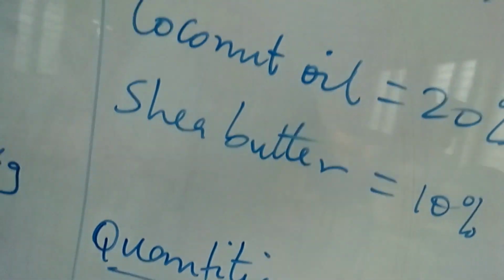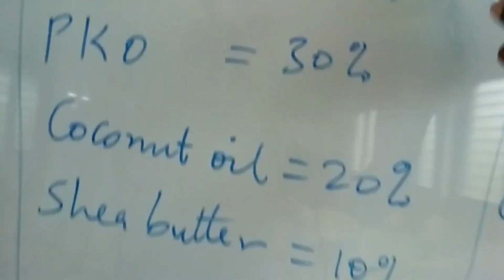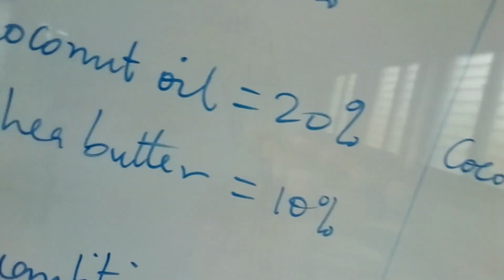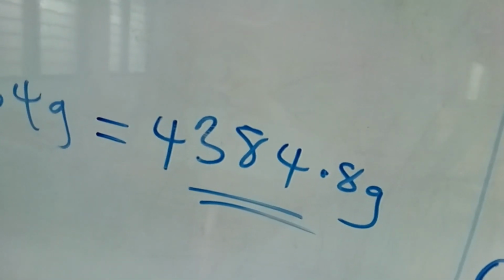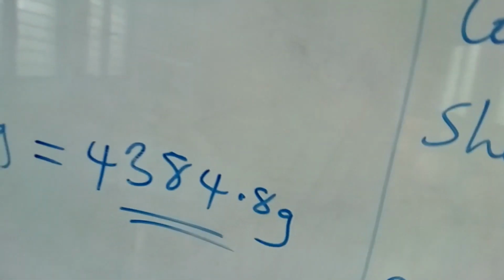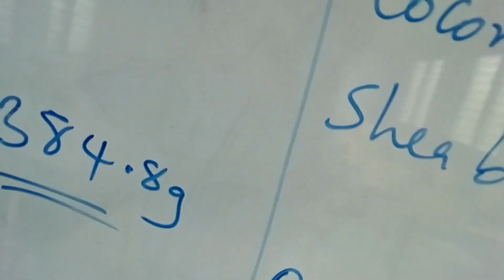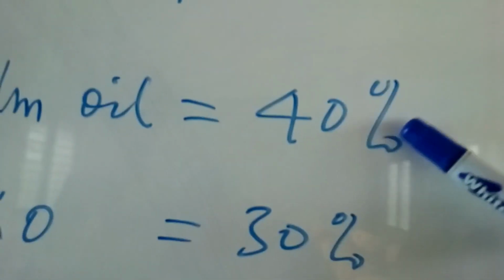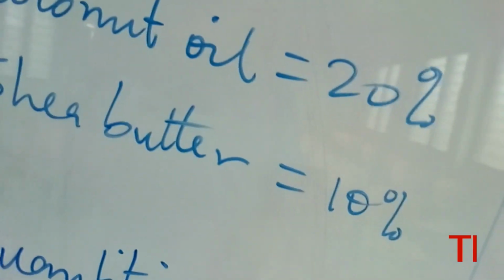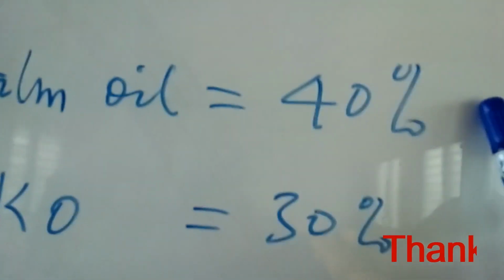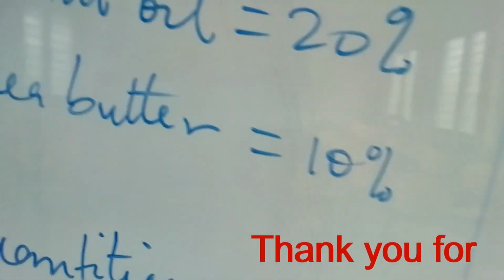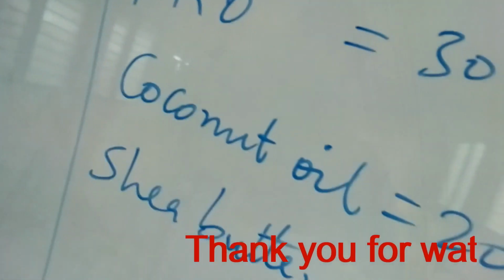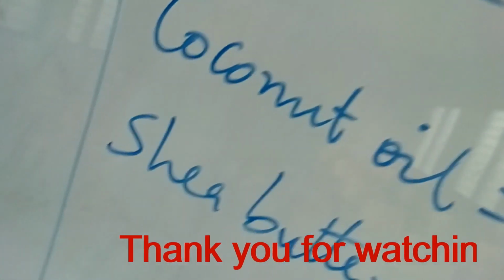Okay, so having decided on these percentages, this will give us a total of 100%. So it means our 70% of the mold capacity that we had, 4384.8 grams, is now taken as 100% of the oil that we'll be using for our production. So 40% plus 30% plus 20 plus 10 will give us 100%. We have 40 plus 30 gives us 70%, plus 20 gives us 90%, plus 10 gives us 100%. So that should give us the total amount of oil that we'll be needing.